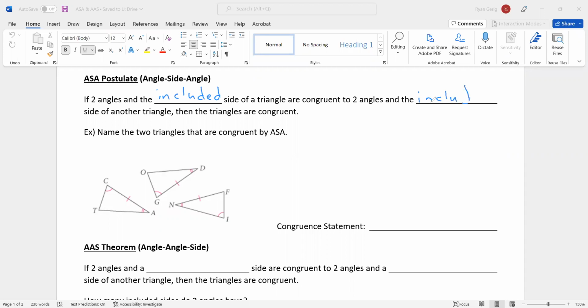So for this example, to show you what's going on, I have 3 triangles there. Name the 2 that are congruent by ASA. Well, you're looking for the ones that have the same markings. And I want you to notice the difference. It's, by the way, these 2.